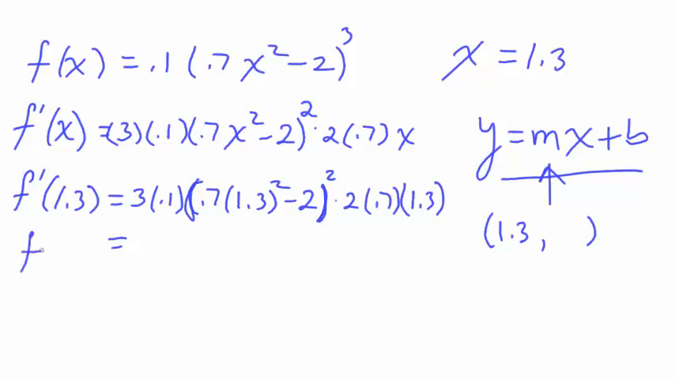So I'm getting f prime of 1.3 is equal to 0. Now I'm going to go out to 4 decimal places and hope I don't get a round off error. You can go out further if you want. Okay, so there's our m. We have found our m. So this is going to be our m.